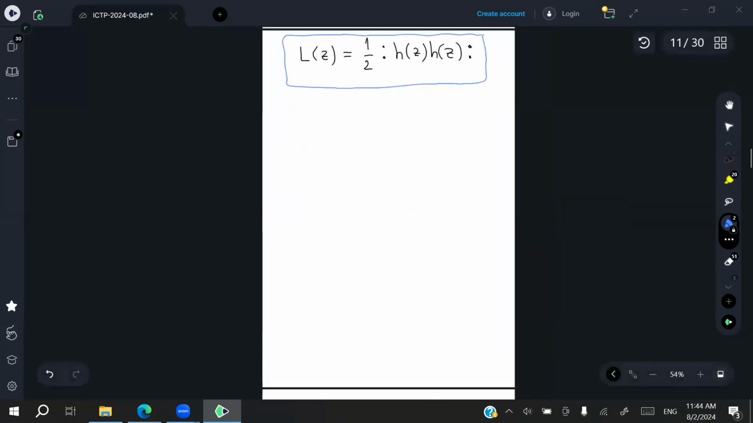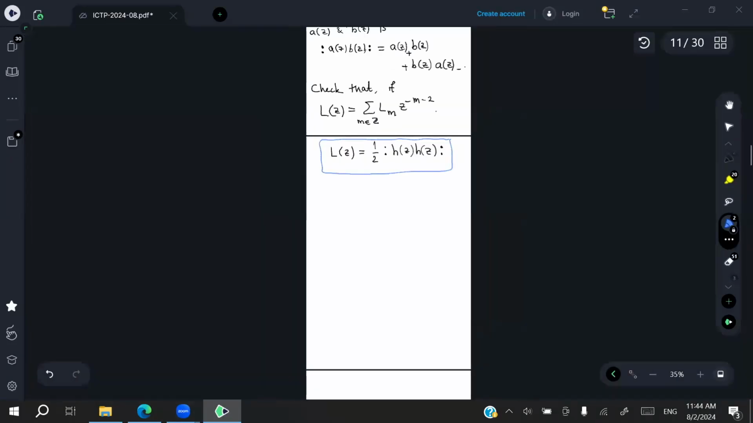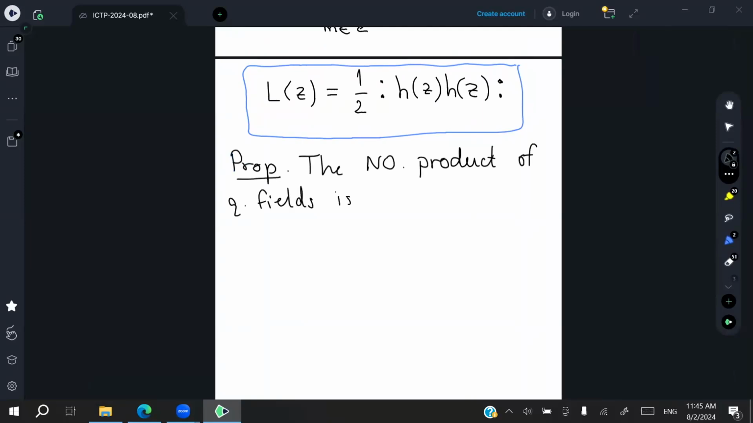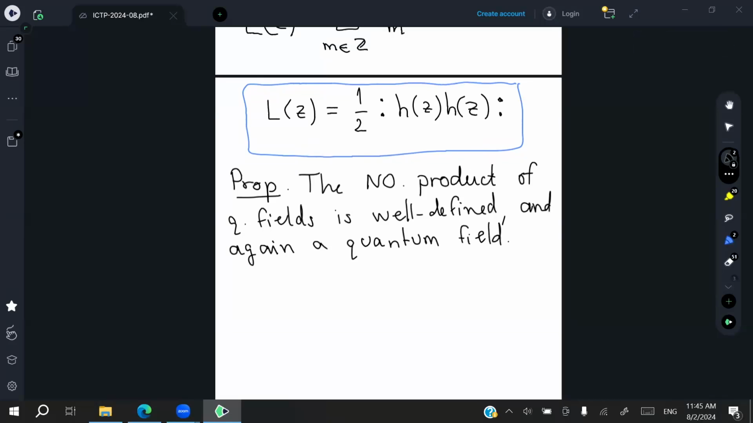I'll state it again as a proposition. The normally ordered product of quantum fields is well defined and again a quantum field. So in particular, this field L(z) is a quantum field acting on our Fock space.